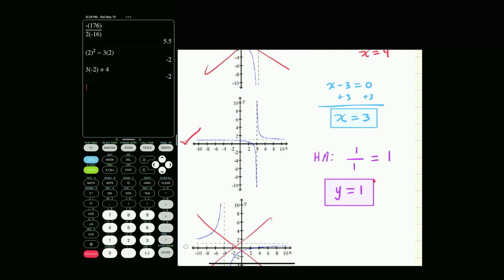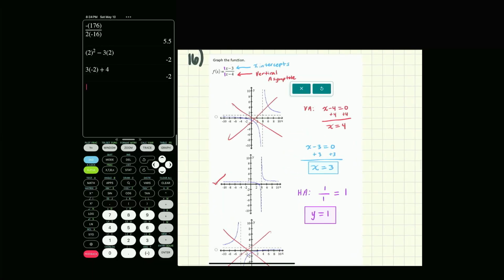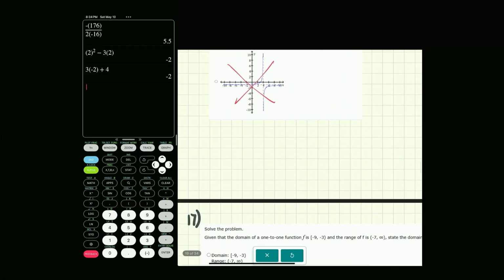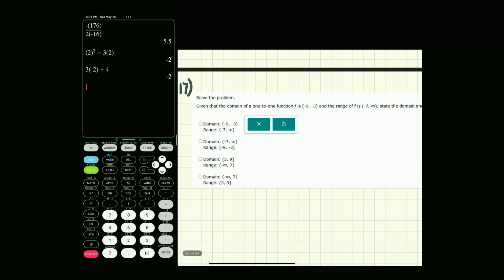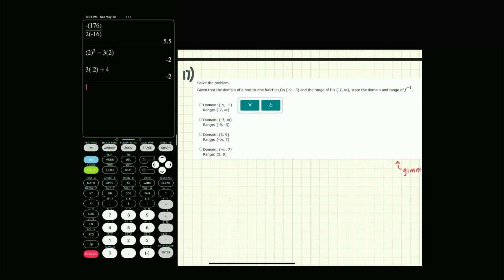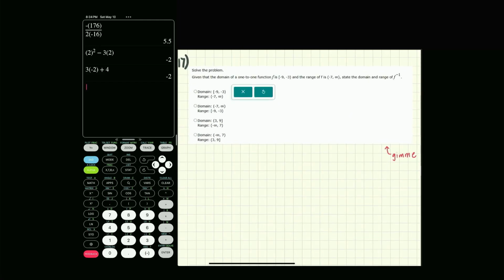And our horizontal asymptote at y equals 1. Okay, so that was 16 and 17. This should be a gimme. Really shouldn't miss this problem.